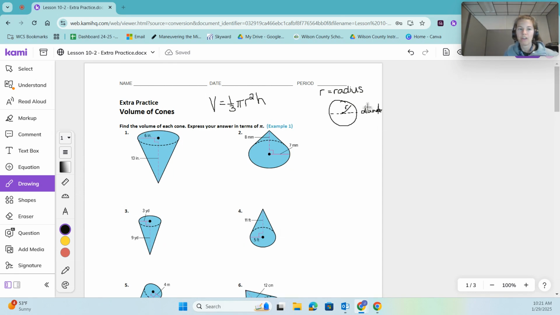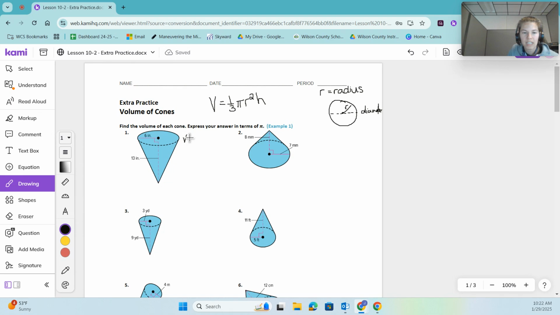All right, now your volume of a cone is found using the formula volume equals 1/3 pi times the radius squared times the height. Okay, so notice this pi times radius squared times height, that is the volume of a cylinder. So the volume of a cone is 1/3 that same volume. Okay, so let's use this formula to find volume here.